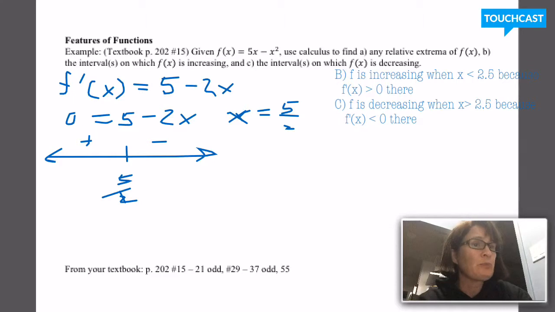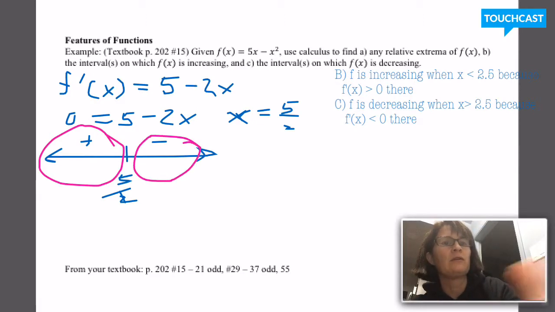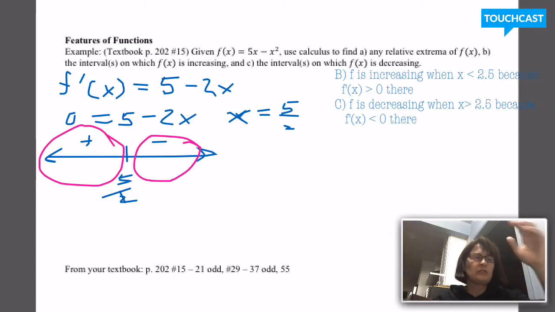So I've written up my answers to parts B and C. F is increasing anywhere f prime is positive, so f is increasing when x is less than 2.5, because f prime of x is positive there. And f is decreasing where x is greater than 5 halves, because f prime of x is negative there. So then the question that remains in our answer to part A is, what's happening when x is exactly 5 halves?